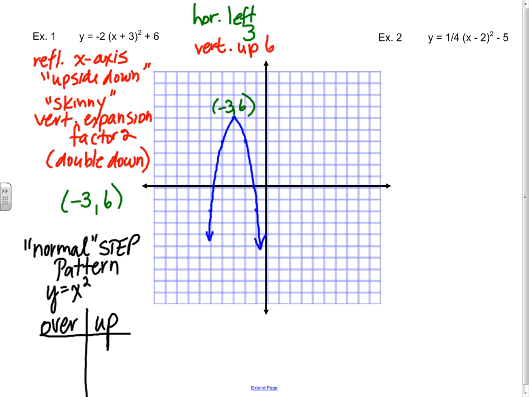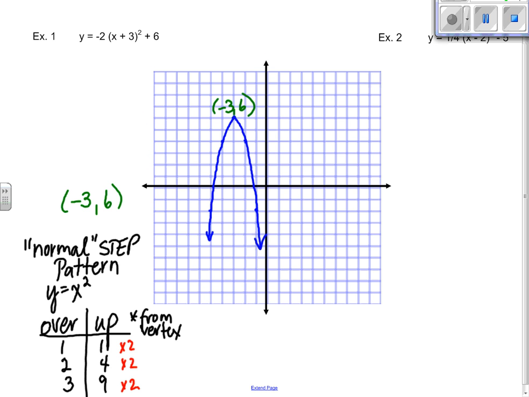And the normal step pattern, always from the vertex, would be from 0, 0, over 1, up 1, back to 0, 0, over 2, up 4, back to 0, 0, over 3, up 9. When we doubled our step pattern, all of these would be doubled. So from the vertex, I went over 1 down 2, over 2 down 8, over 3 down 18. Sorry, 18. I just didn't fit that in very well. There is our graph.